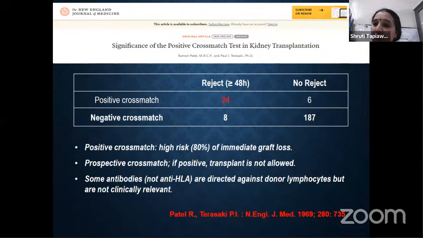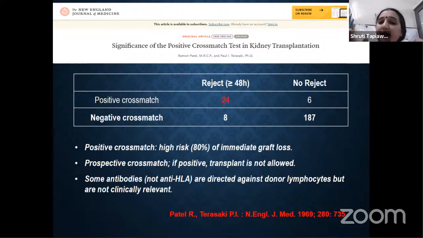So the paper from 1969 from Dr. Terasaki's group was a landmark, which said that if there was a positive cross match, then you had 80% risk of immediate graft loss, and prospective cross match if positive, transplant was not allowed. This became a paradigm at that time.